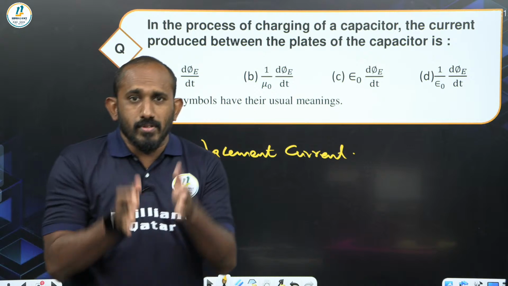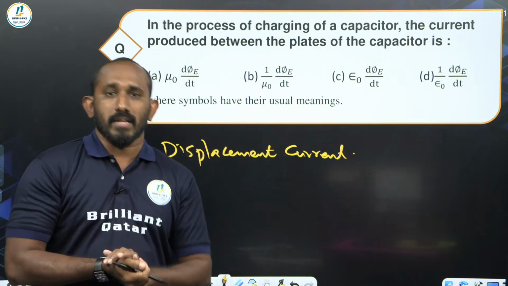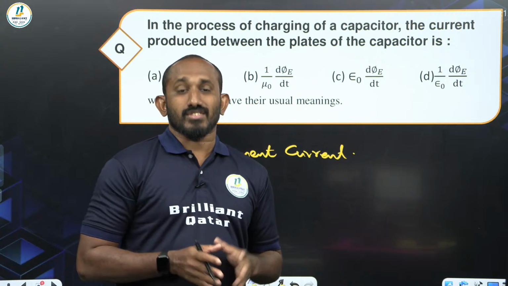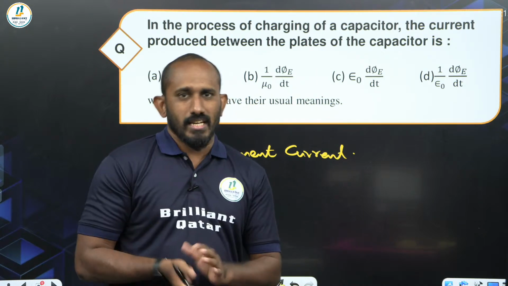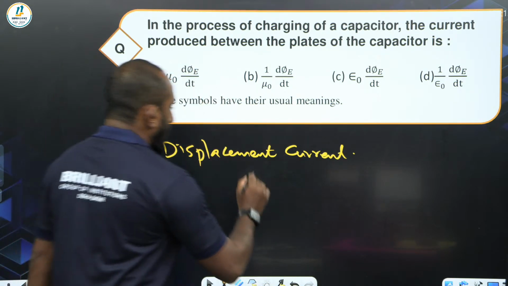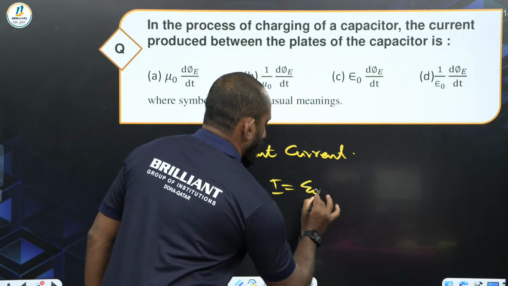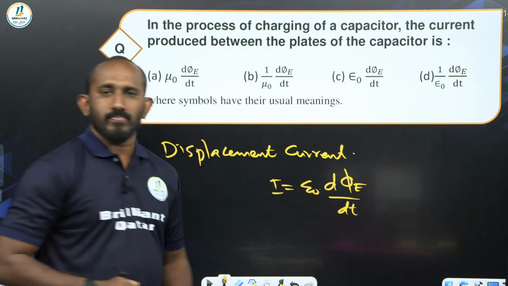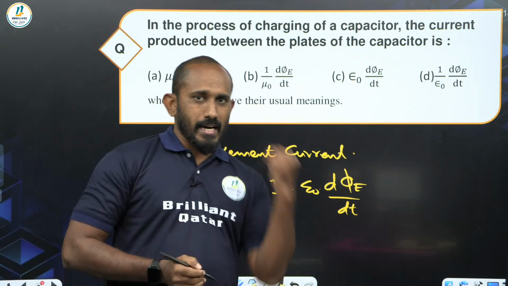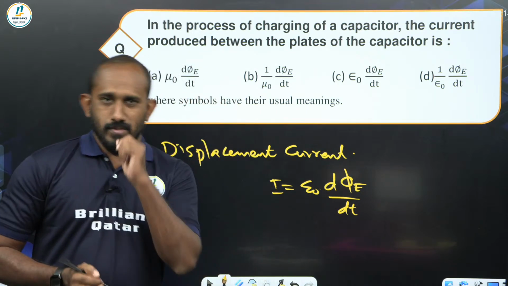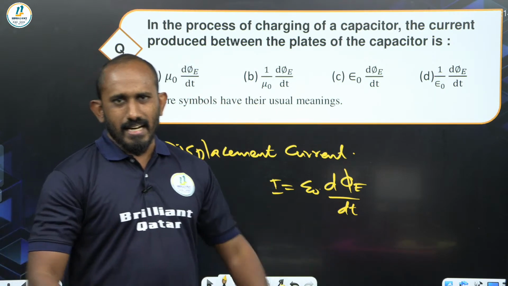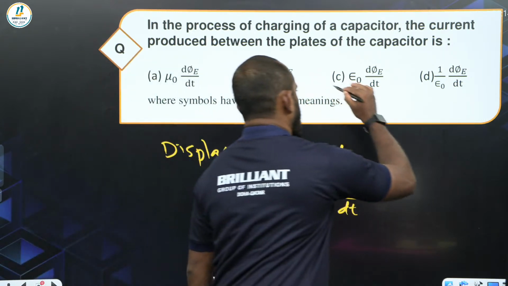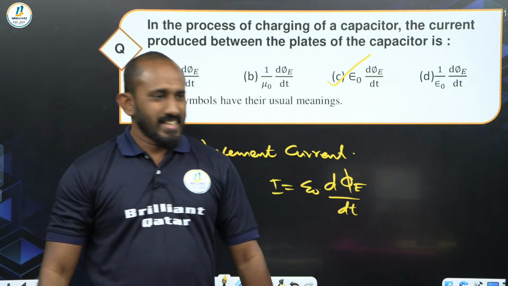The current in between the plates of a parallel plate capacitor, due to variation of electric flux, is called displacement current. Its equation is given by I equals epsilon 0 d phi E by dt. A 2 mark question you can also expect regarding this: derive the expression for displacement current. So here, the direct answer, epsilon 0 d phi E by dt, is the displacement current. C is the correct answer.